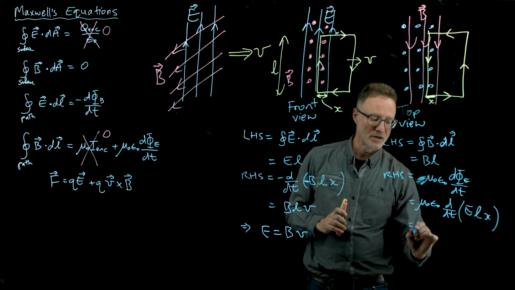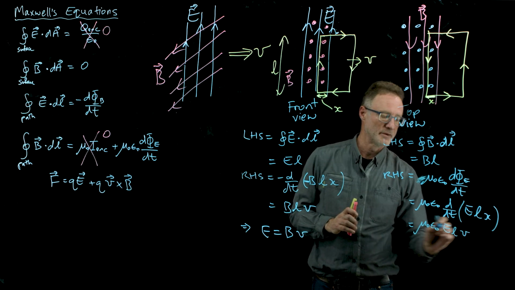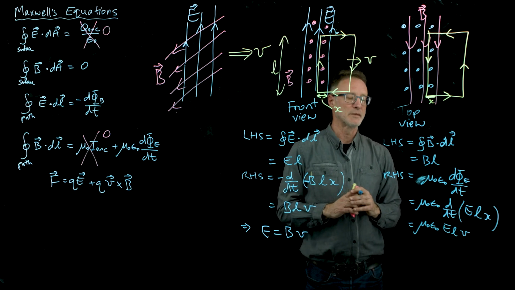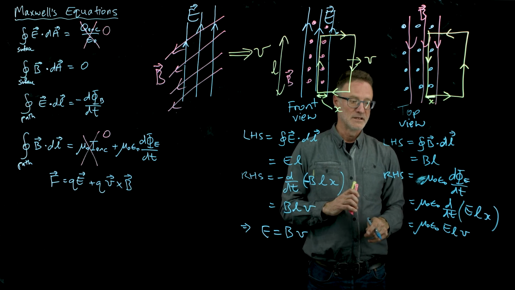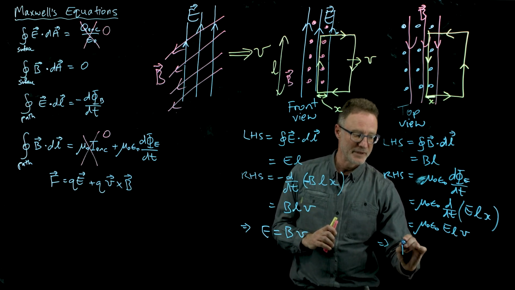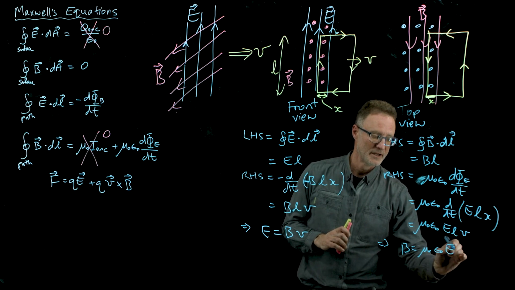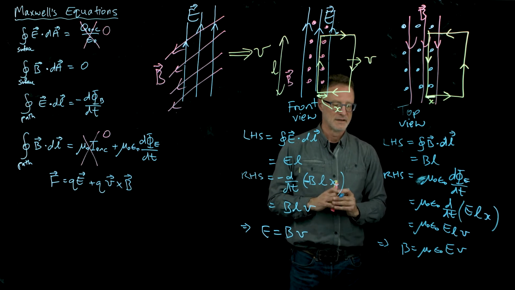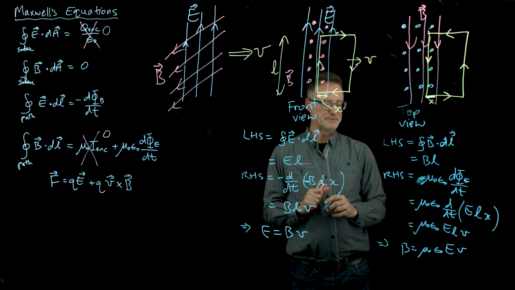So this is mu naught epsilon naught E L v, because the derivative with respect to time of x is v. The other two are constant in time. So equating left-hand side to right-hand side, I get B equals mu naught epsilon naught E v. So that's telling me that the magnetic field and the electric field are in this ratio.